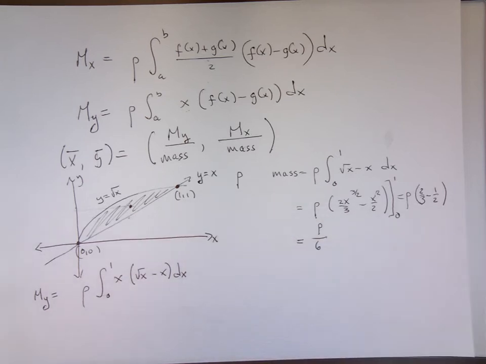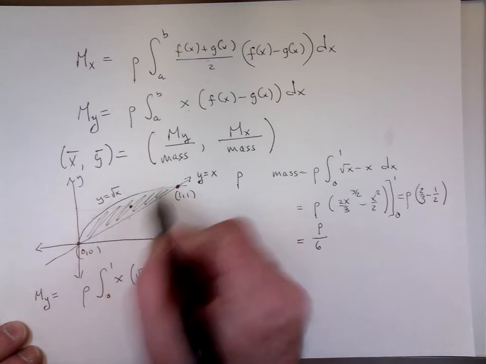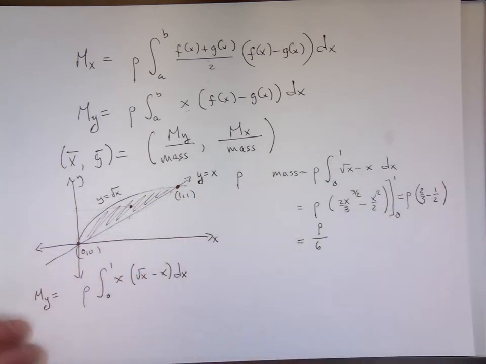So g of x is always at the top? Not necessarily. It's always top minus bottom. It may be g of x, it may not be. It depends on how the book or whatever you're using sets it up. It's always top minus bottom, though. Which top? This here. This one's above this one. Oh, okay. Yep. So, it's rho, integral, 0 to 1.